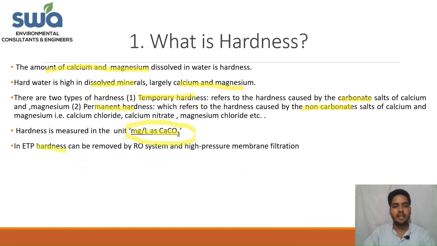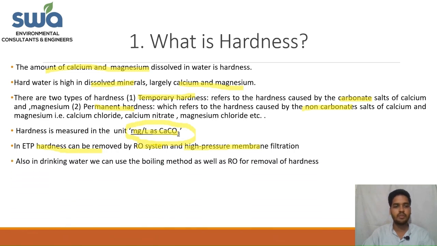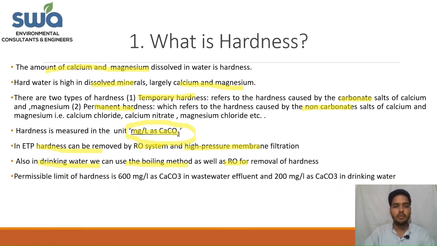In ETP, hardness can be removed by RO system, reverse osmosis system, or high pressure membrane filtration process. Also in drinking water, we can use boiling method as well as RO for removal of hardness. Permissible limit of hardness in wastewater is 600 mg per liter as CaCO3. For drinking water, it is 200 mg per liter as CaCO3.